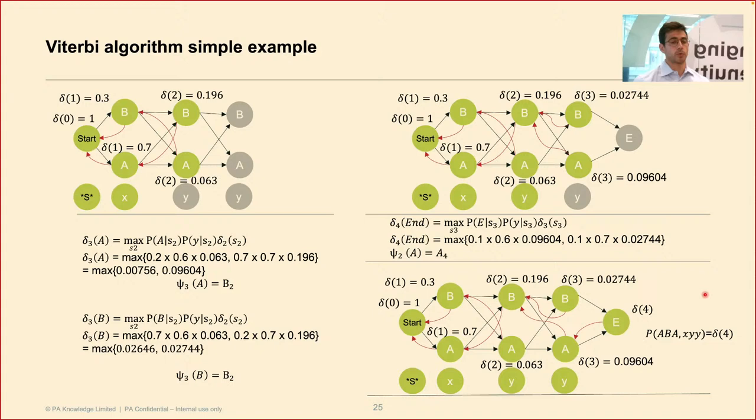And essentially, what did we answer? We answered that the probability of the hidden states A, B, A, given the fact that we observed X, Y, Y, which is what we wanted to observe in the beginning, is equal to delta four. And this is how essentially we conclude. In the first pass, we calculated everything, and then in the second pass, we found the necessary output.